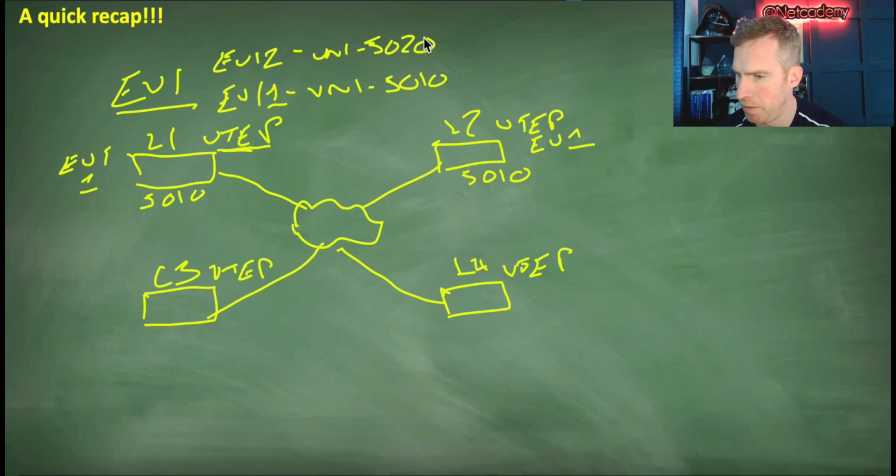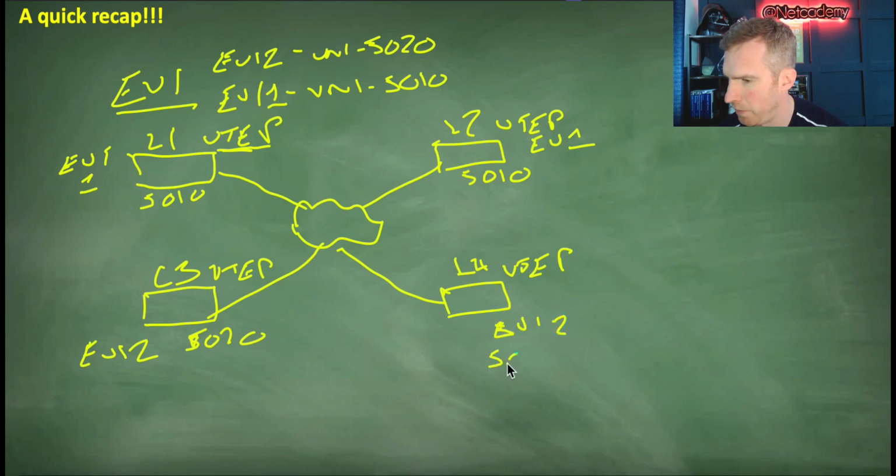But let's say leaf 3 is configured to participate in the EVI domain 2, and on the VTEP we've got that tunnel configured of 5020. And leaf 4 is also configured to participate in EVI2 for the VXLAN tunnel 5020.